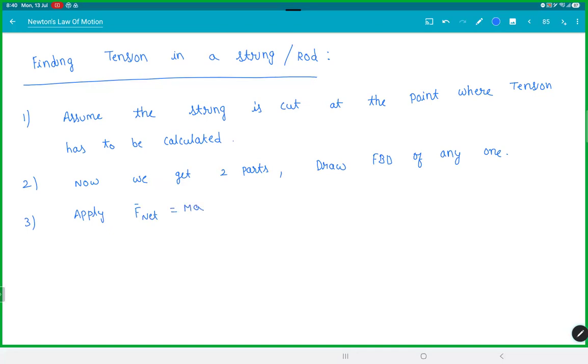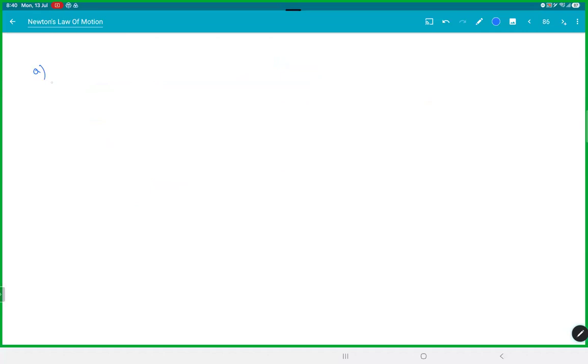Now look at our question. This is the rod there. You're applying force F and you want to find the tension here. Assume I'm cutting here. Now, when you cut this, I get two pieces. I'll take this piece here. So this is force F and this is tension. This T is the tension due to the left part, and acceleration is zero. So we get F minus T is equal to 0. So tension is equal to F.